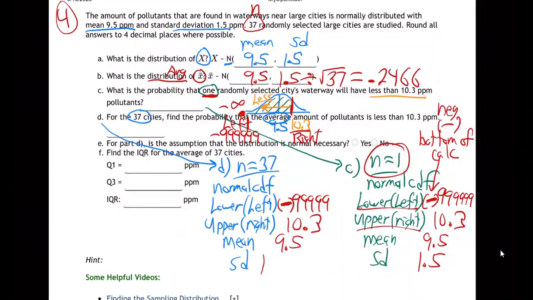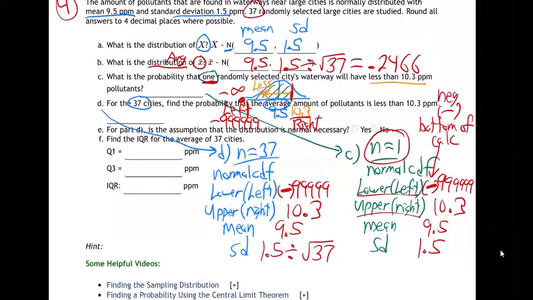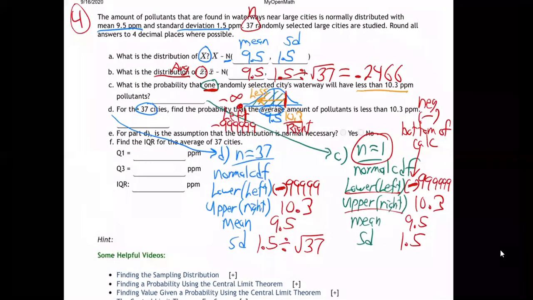But here's the difference. The standard deviation is 1.5 divided by the square root of n, where n is 37. So that's the difference, right? For part D, we've got to divide by the square root of n because we have a big group. We have a group of 37. We're talking about the average for a group of 37. Like that.